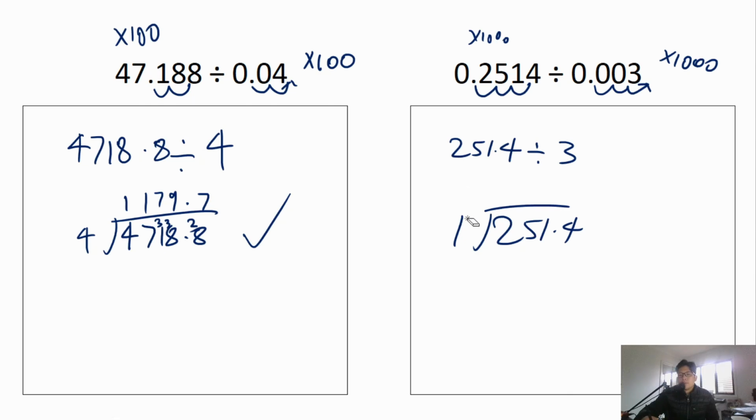Why did I write a 4? It's meant to be 3 here. 3 goes into 2 0 times. 3 goes into 25 8 times. The remainder of 1. 3 goes into 11 3 times. The remainder of 2. And 3 goes into 24 8 times. No remainder. Decimal point right above again. So that gives us 83.8. And give yourself a tick if you got that correct as well.